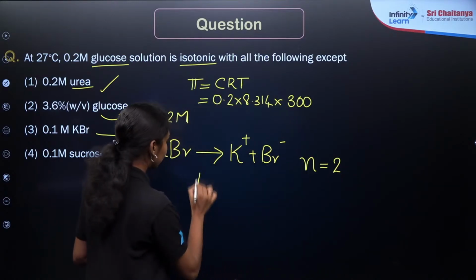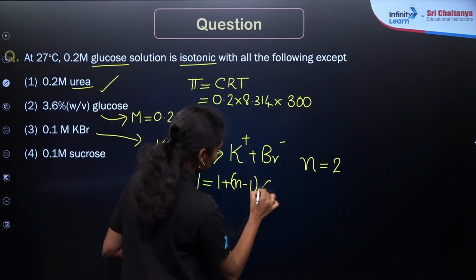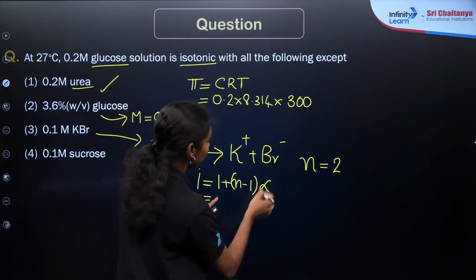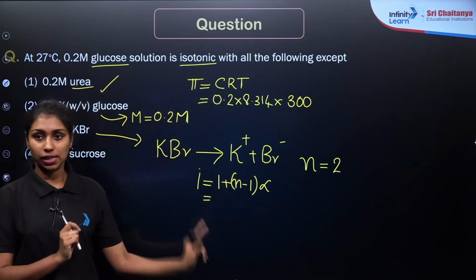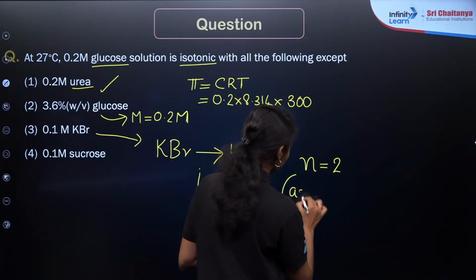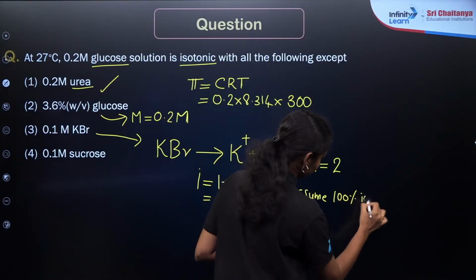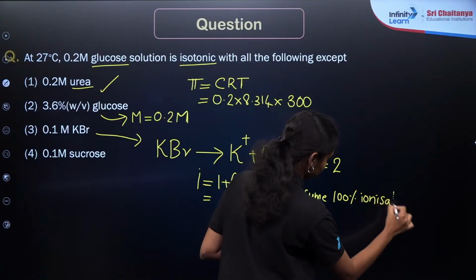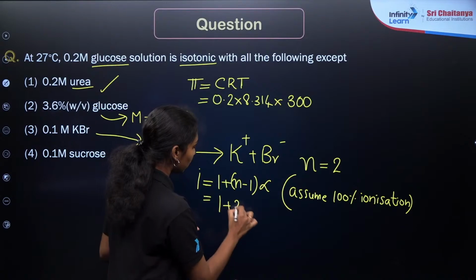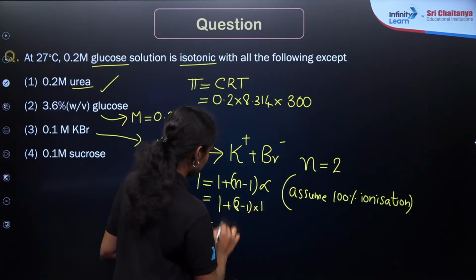So there introduces the factor, the Van't Hoff factor, that is equal to 1 plus (n minus 1) into alpha. So here we are assuming 100% ionization, which means alpha is equal to 1 here. So obviously alpha is equal to 1. 1 plus (2 minus 1) into 1, that is equal to 2, right?